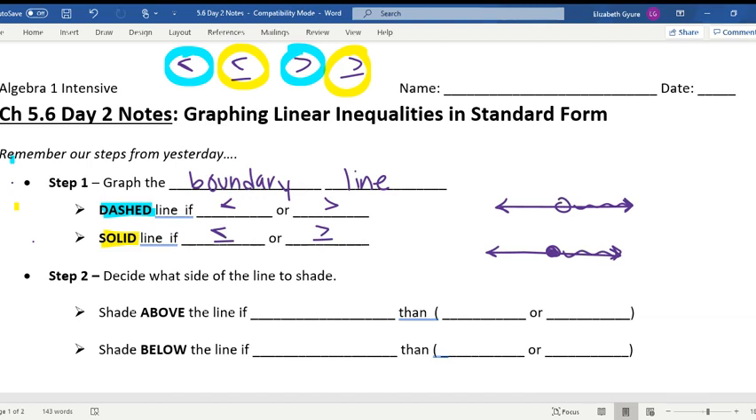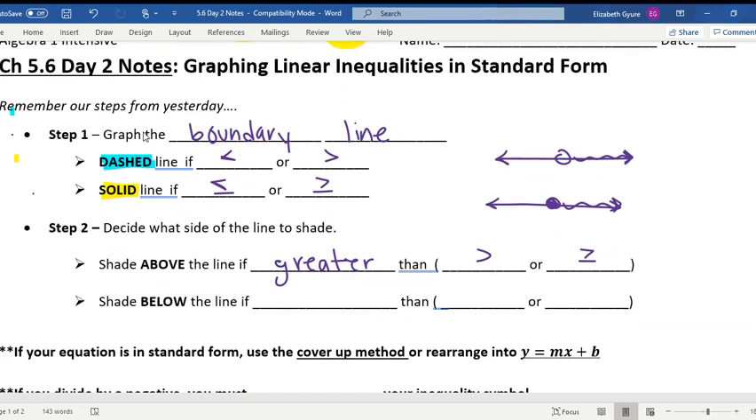And is more like greater or is more like less? Greater. So if we're dealing with above, we shade above if we're dealing with things that are greater than. So that would be our greater than symbol or our greater than or equal to symbol. So then we shade below. Below means like fewer or less. So we shade below if less than. So that would be our less than or a less than or equal to symbol.